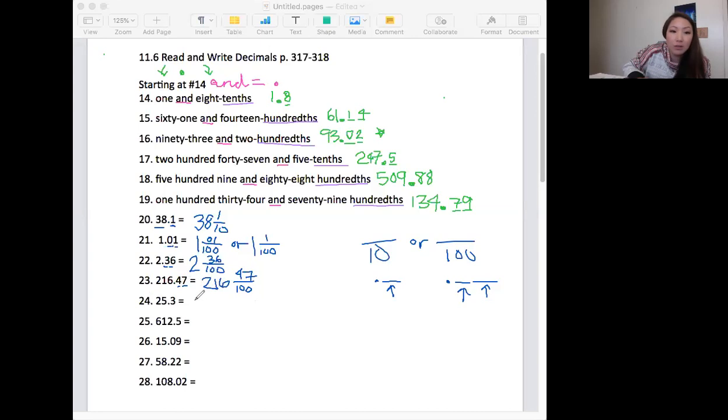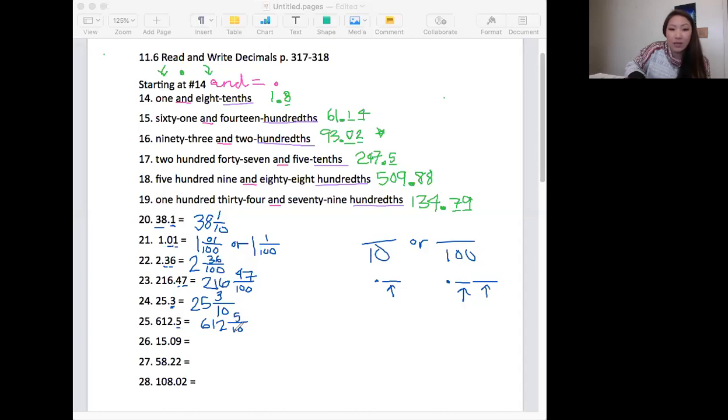So number 24, we have 25 as our whole number, and then we have 1 place value. So if it's 1 place value, we put 10 in our denominator, and then whatever's in that place value, we put on the top as our numerator. All right, let's continue. We have 4 left. 612 is our whole number. We have 1 place value, so we have a 10 on our denominator, and then what is in our place value is 5, so it's 5/10.